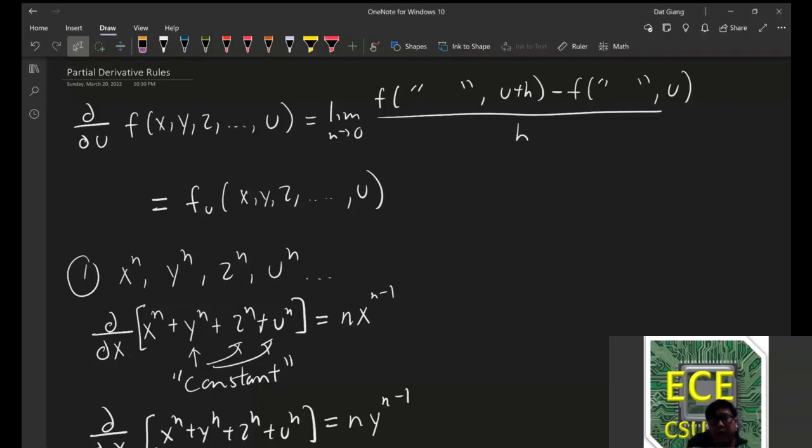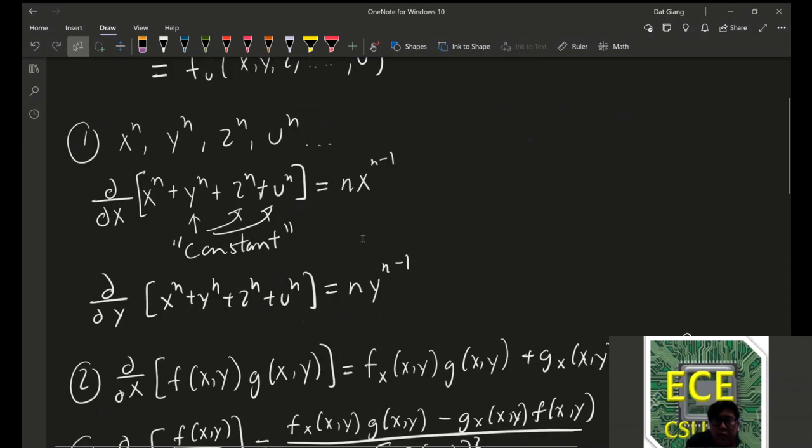Okay, so we now discuss partial derivative rules. And in this situation, first recall the definition of a partial derivative. In this case, we have some multivariable function f of x, y, z, and so on, and u. We take the partial derivative with respect to u, giving us f sub u of x, y, and z, and then wherever we have u.